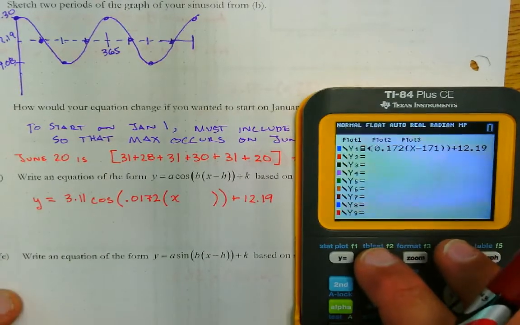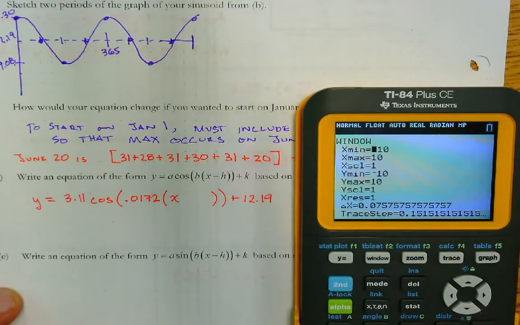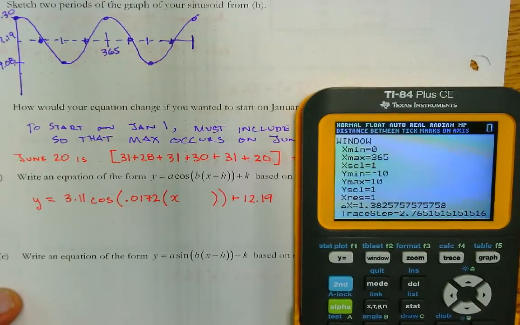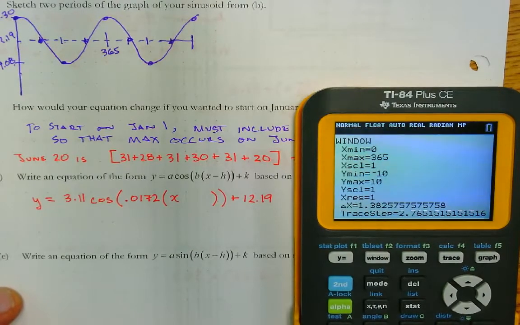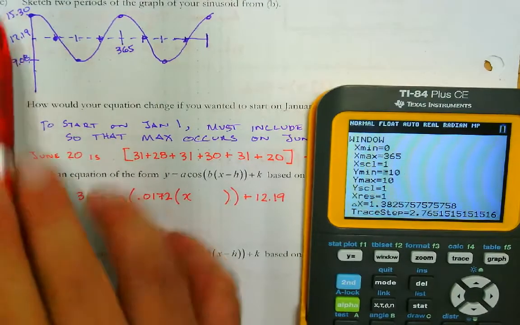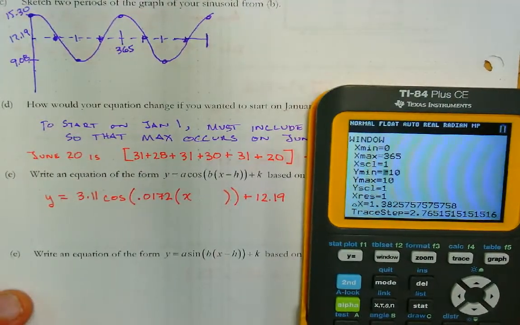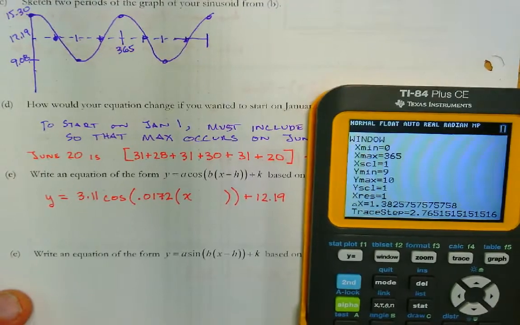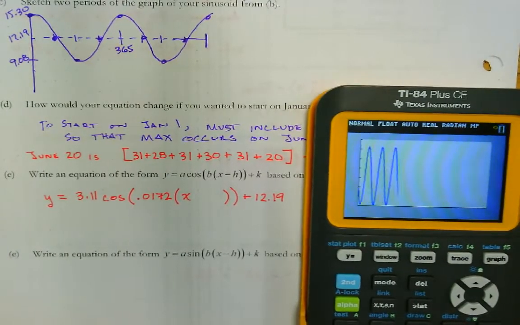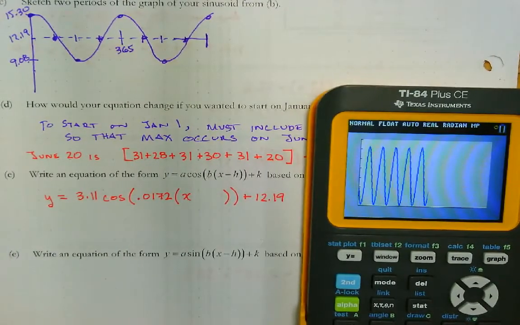Right? So I could come over here, go to my window. Let me check from 0 to 365, so I'm thinking about a full year. My max and my min, I want to make sure I can see everything. So I want to make sure that I can see the minimum, so I'm going to say 9. I can see the maximum, so I'm going to say 16. And I'm going to graph that. And I'm going to say, ooh, that seems to be a little bit off.